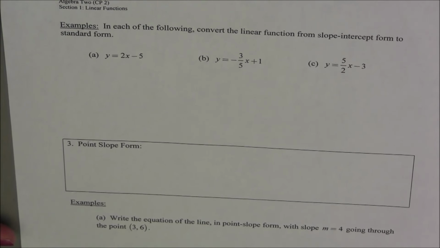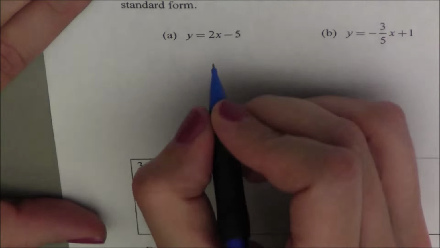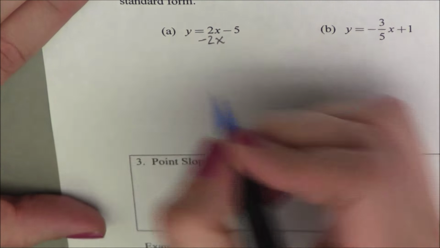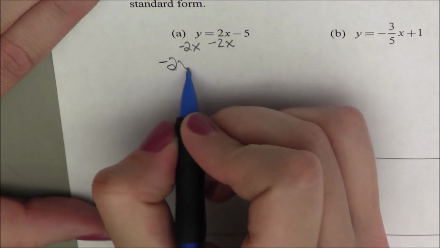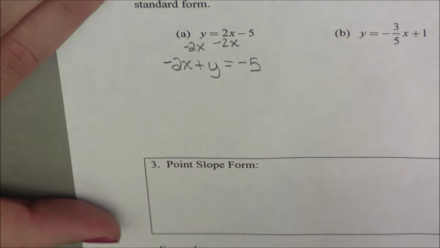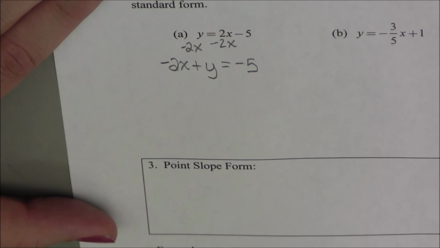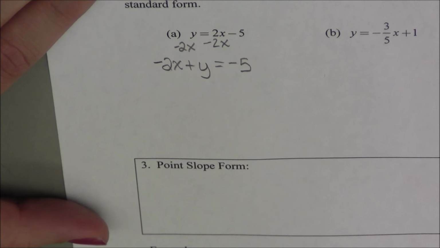our instructions here are to convert the linear function from slope-intercept form to standard form. So using that process we just talked about, our first step is to get x's and y's on the same side. So I'm going to subtract 2x. So I've got -2x plus y equals -5. Step 2 is to get rid of any fractions. There aren't any fractions in this example, so I don't have to do step 2.